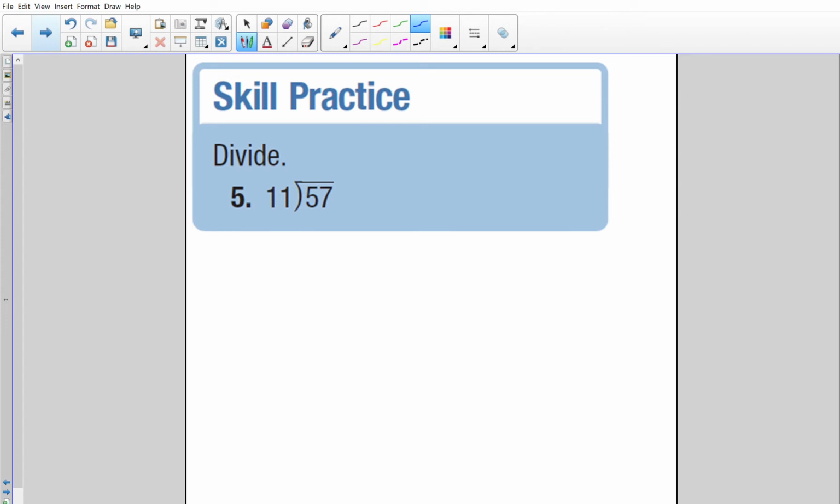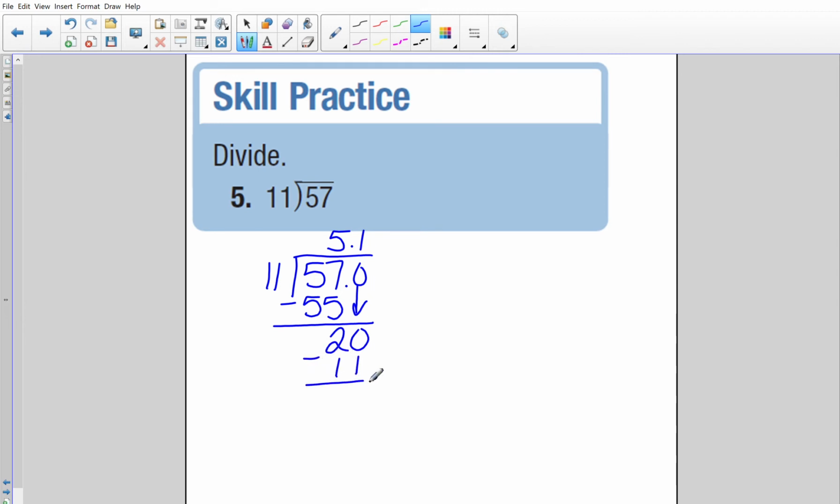So if you want to pause and try this one on your own, we've got 57 divided by 11. Well, 11 goes into 57 5 times to give us 55. That gives us 2 remaining. Make it a decimal, add a 0. So 11 can go into 20 just once.